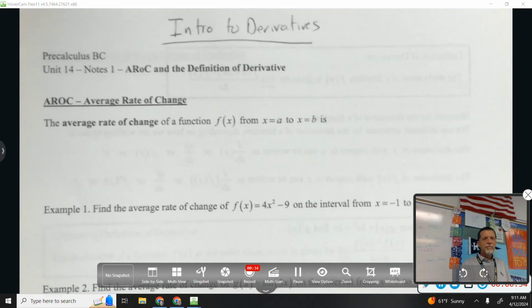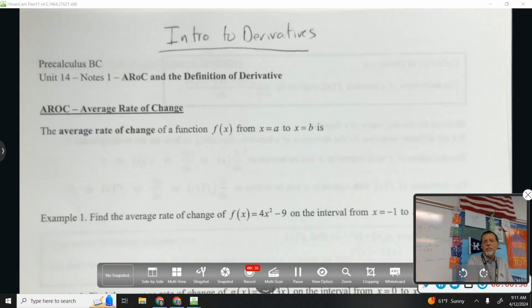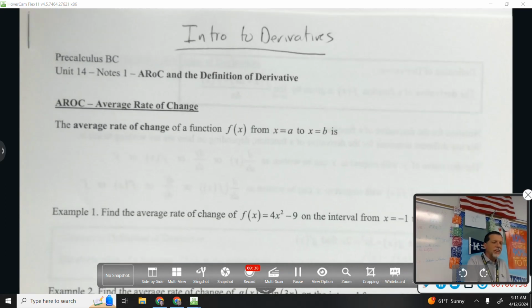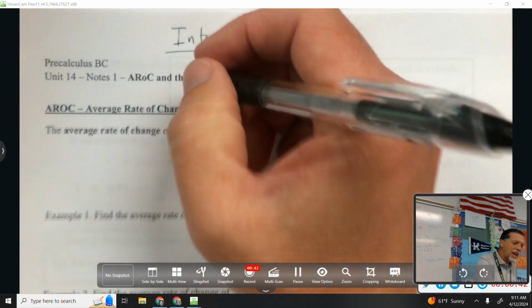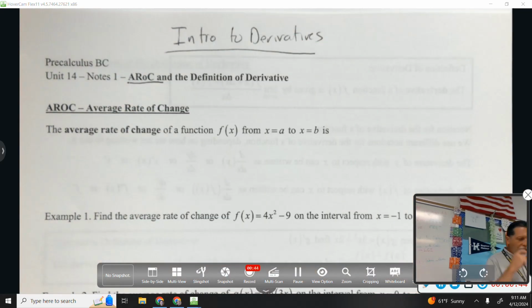But BC people definitely need to know it. Obviously, you want to know it regardless because we're going to test over it. AROC and the definition of derivative. That's today. AROC is the average rate of change. There's a whole lot more to say about it, but you got to start somewhere. So we'll just start with average rate of change.